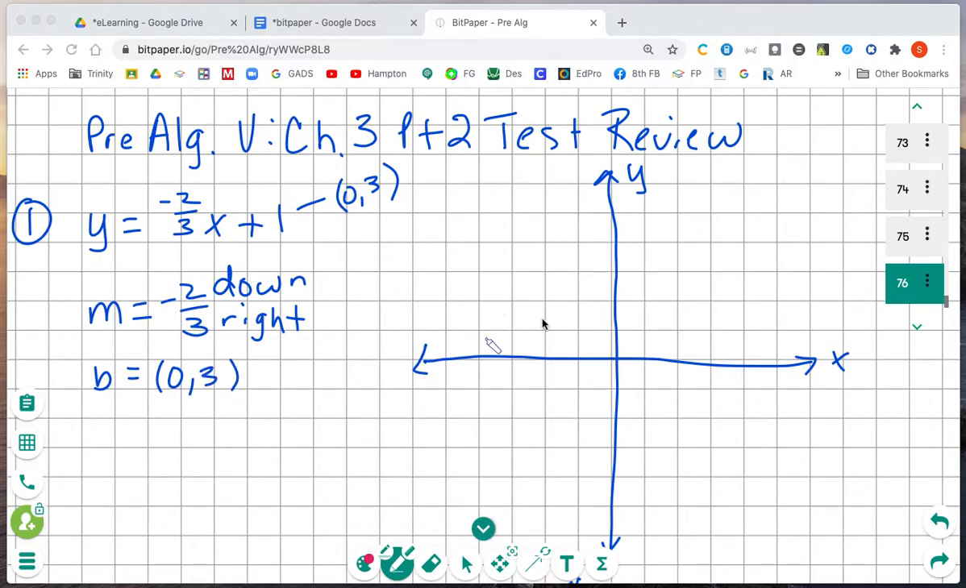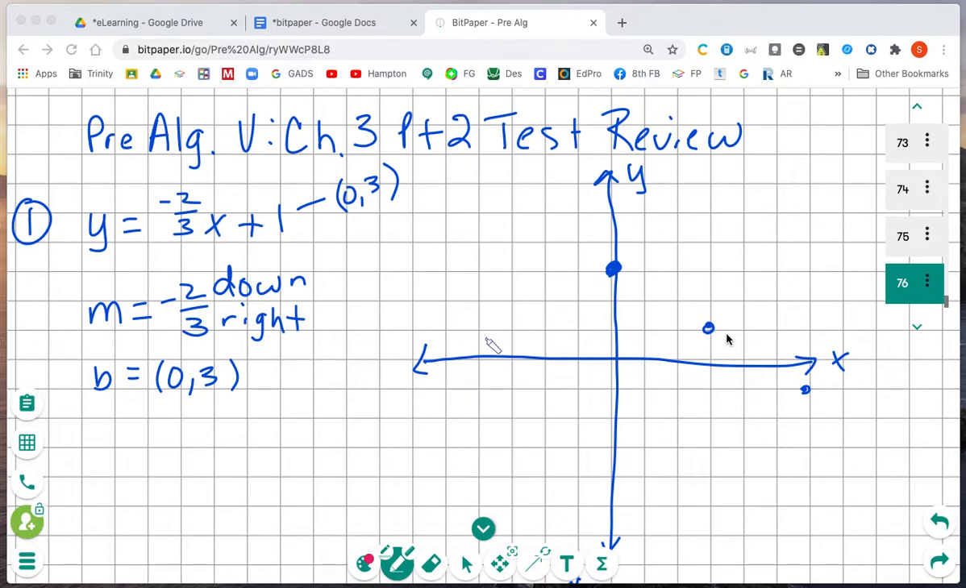All right, now we're going to go find our starting point. We're going to make sure that we've labeled our x-axis and our y-axis, and we're going to find our starting point of 0, 3. And now we're going to go down 2 to the right 3.